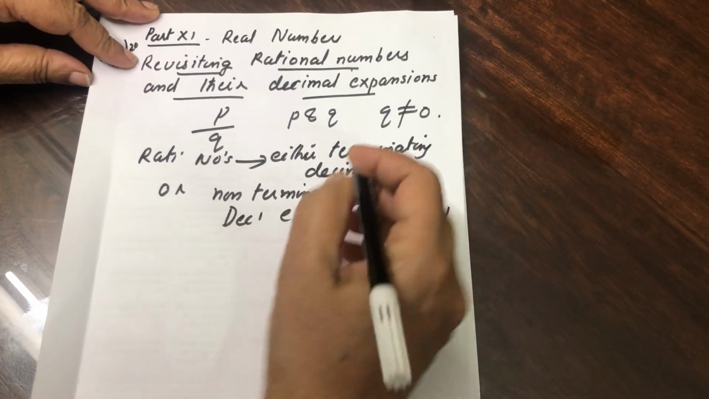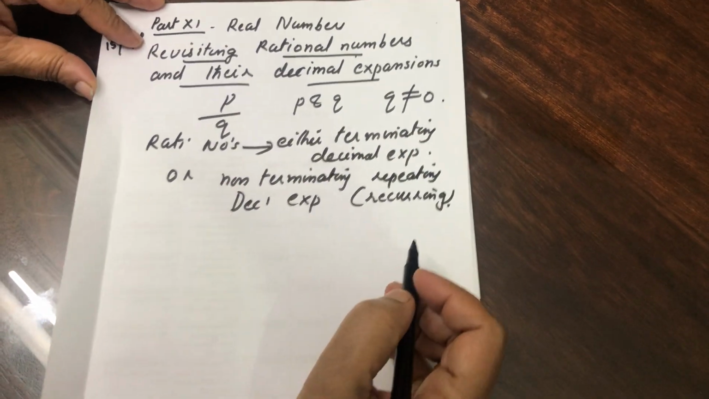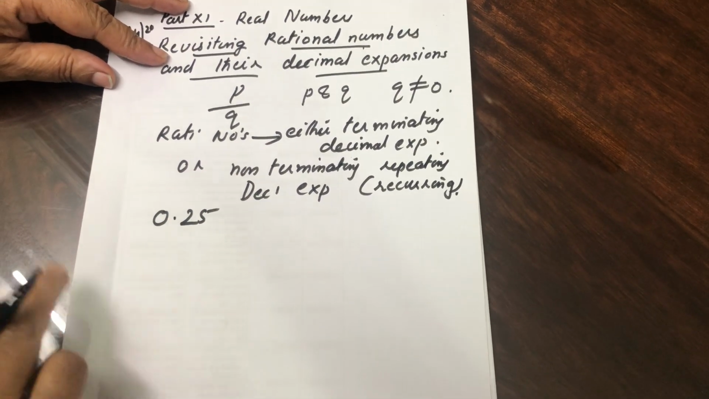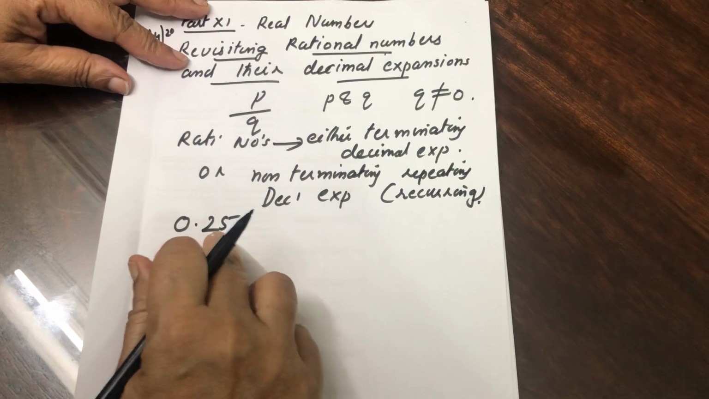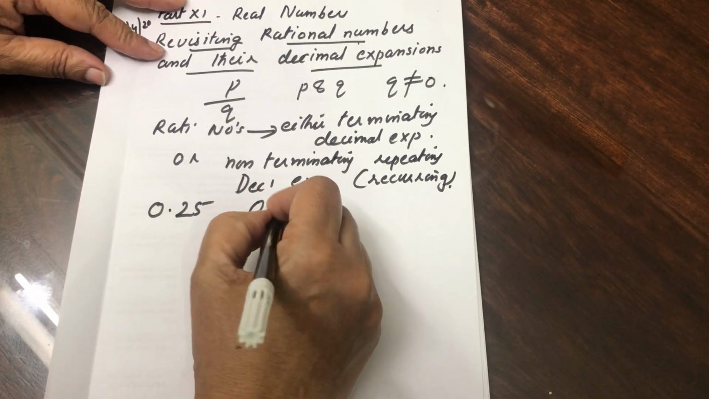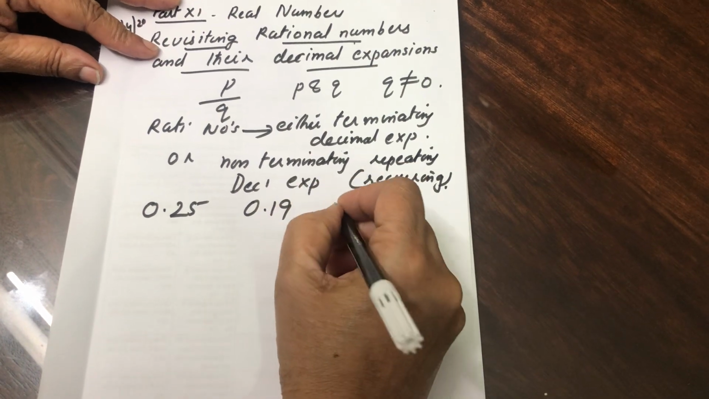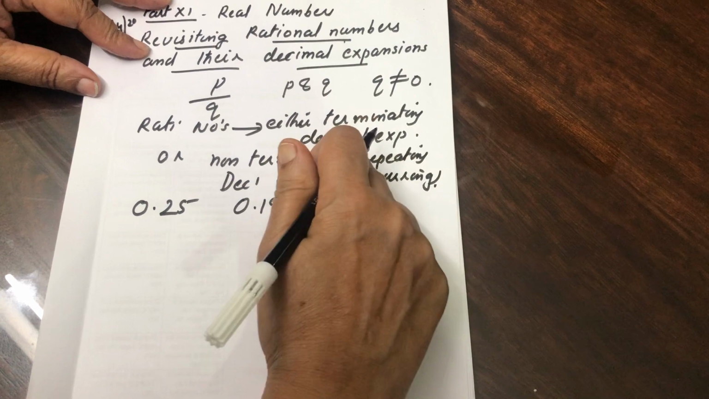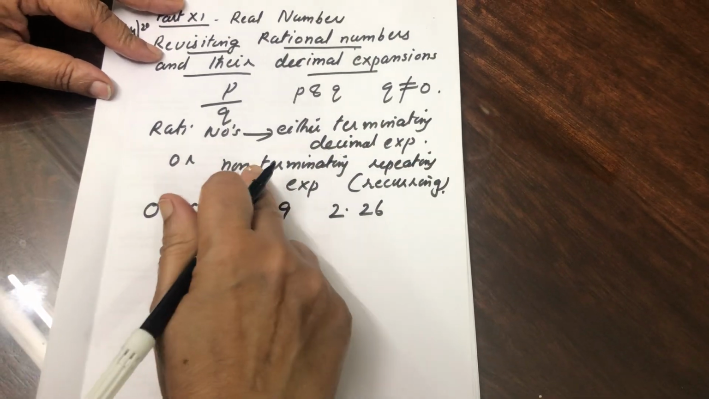So here, what is this terminating decimal expansion? 2.5. Here only 2 digits are here. Now it stops here. 1.9, 2.26. All these are terminating decimal expansions.